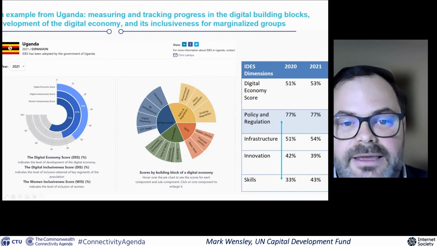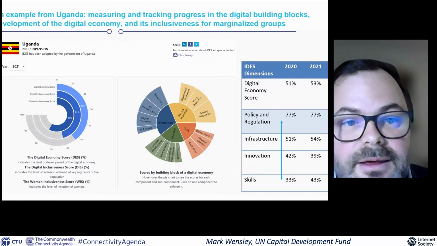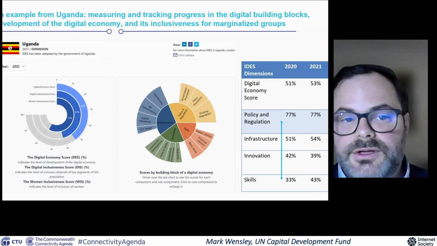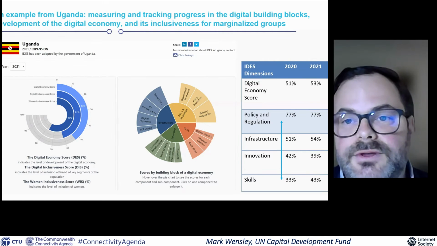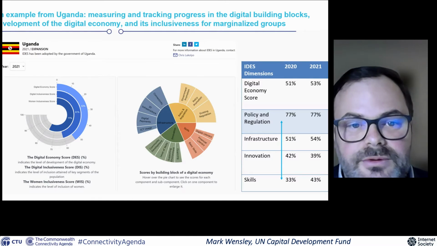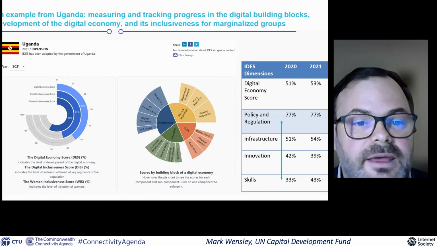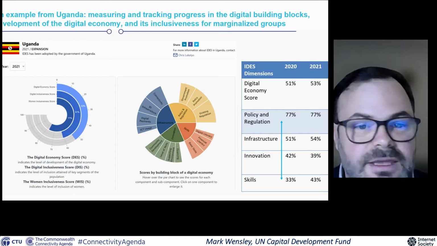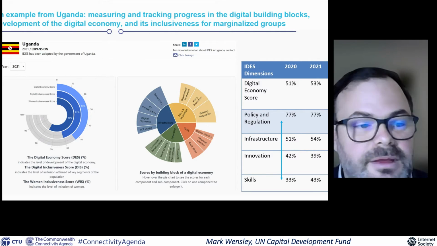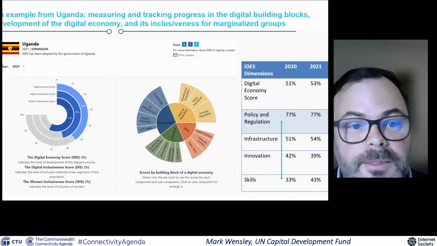I want to give you an example now where IDIS is being used. And to do that, I'll zoom into Uganda, which is an early adopter country where policymakers are using IDIS. And this is just a quick snapshot to show some of the analytics that come out of the scorecard. And if we look here, we can see that the digital economy score in Uganda has made progress year on year, but they still have plenty to do.